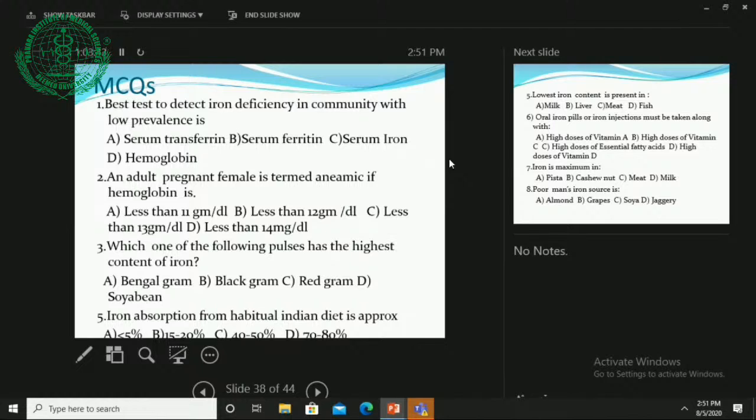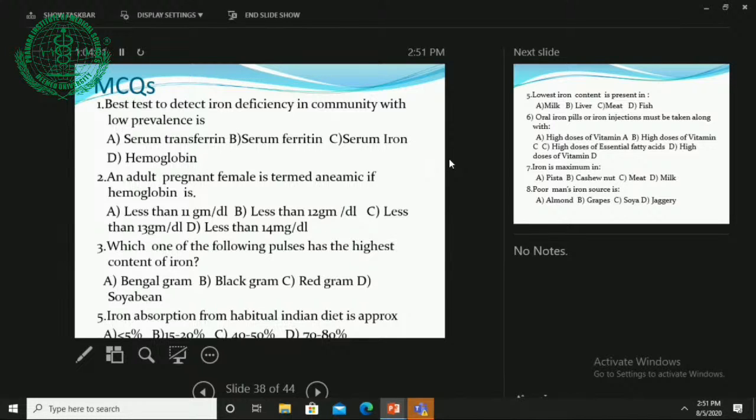Best test to detect iron deficiency in community with low prevalence is. For this the answer is serum ferritin. It is not serum transferrin or serum iron or hemoglobin, but it is serum ferritin.